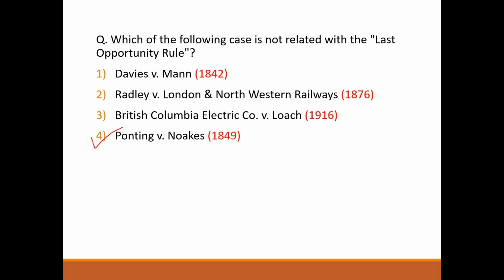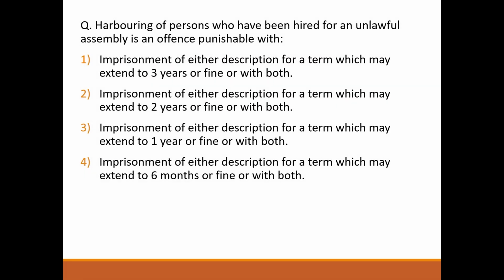Next question. Harboring of persons who have been hired for an unlawful assembly is an offence punishable with option number 4, imprisonment of either description for a term which may extend to 6 months or fine or with both.